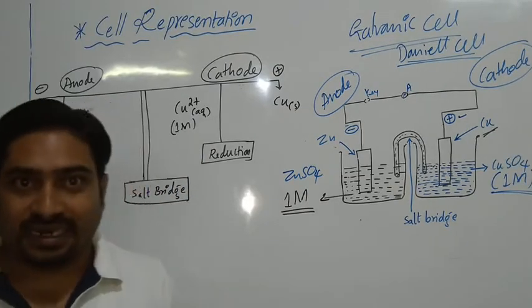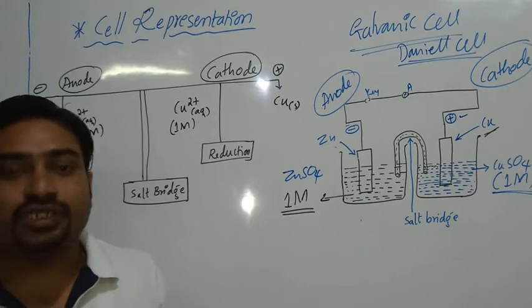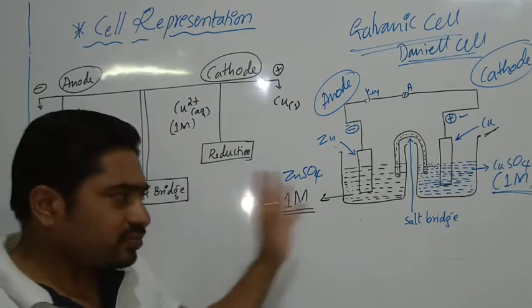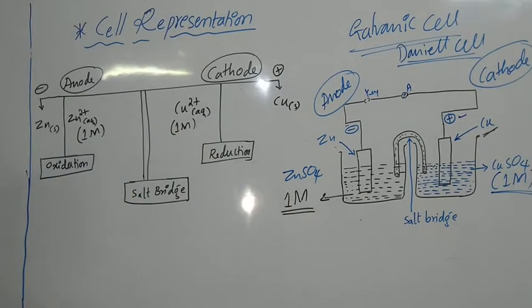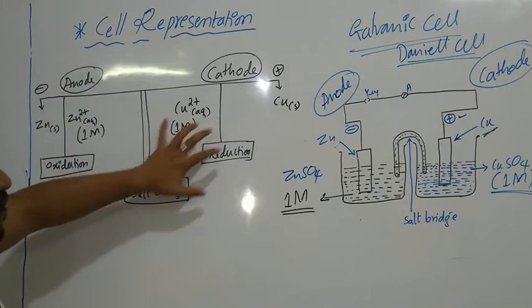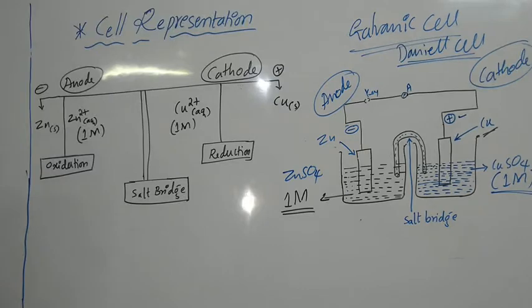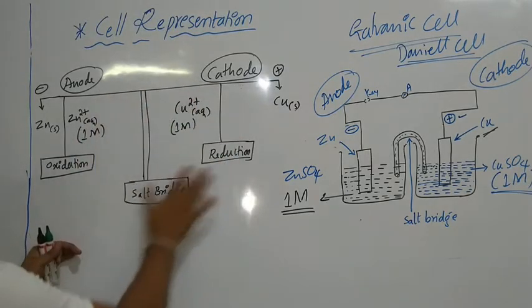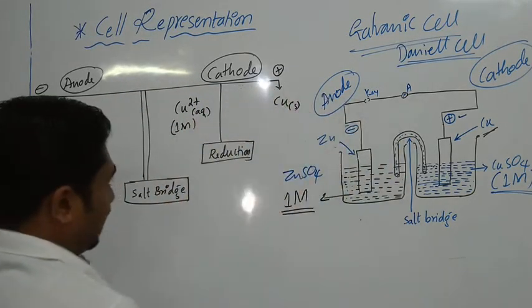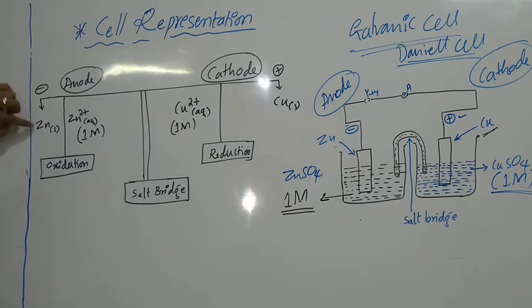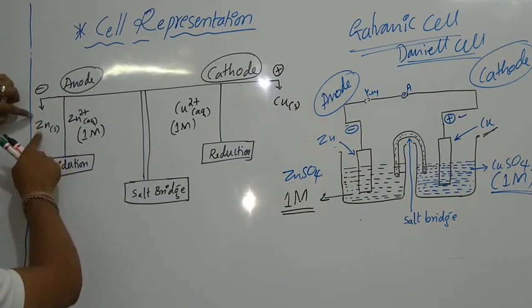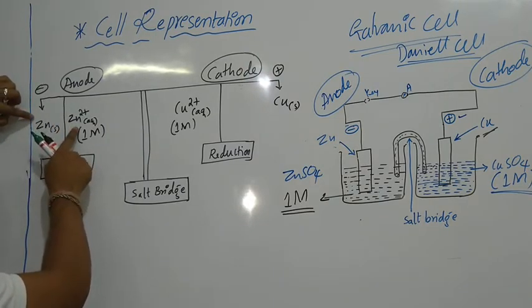To represent a cell, the symbolic representation of a cell, we have some notations. This is a rough, brief idea of how to represent a cell. Here I will compare this flowchart with my experiment. This is the zinc electrode. The zinc electrode is dipped in zinc sulfate, the zinc ionic electrolyte.